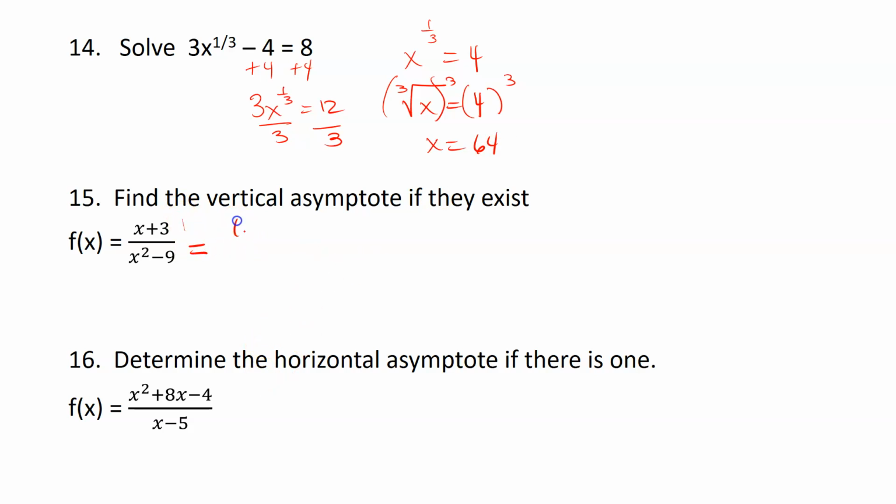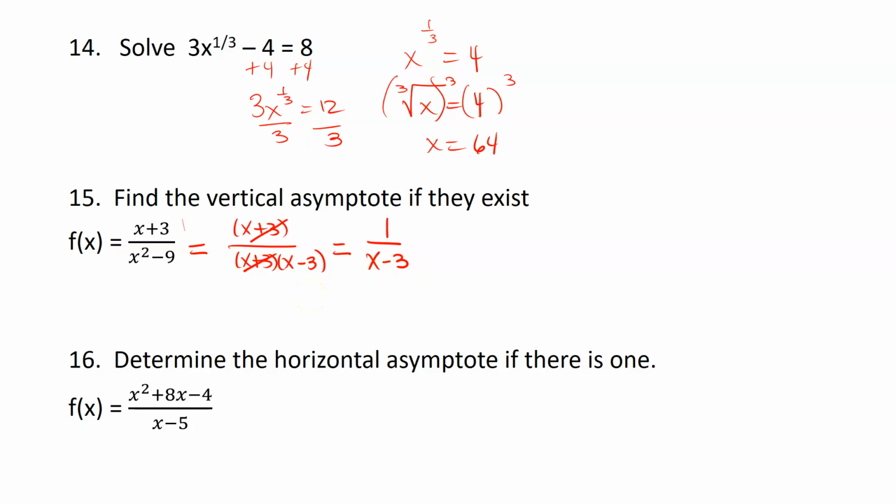When you're finding a vertical asymptote, if anything will factor, you need to factor it. So the denominator is a difference of two perfect squares, so it factors into x plus 3 and x minus 3. The x plus 3's will divide out. Since everything in the numerator divided out, we put a 1 there to hold the place, and then in the denominator we're just left with x minus 3.